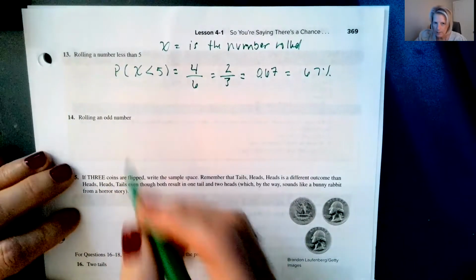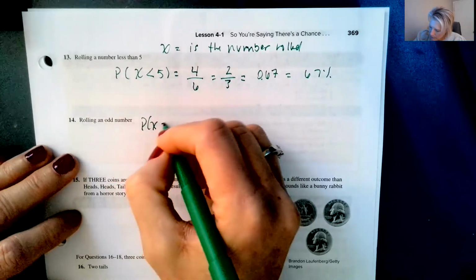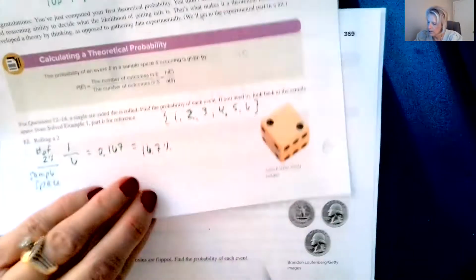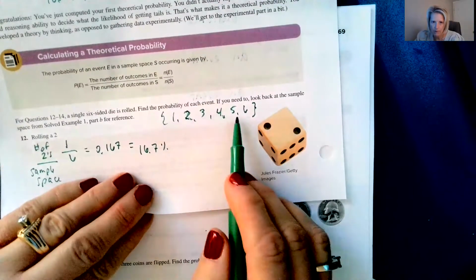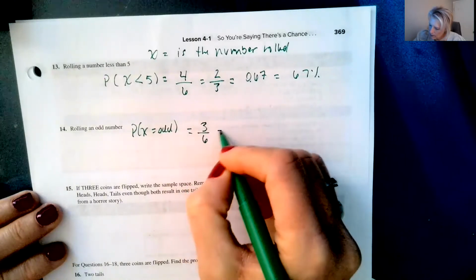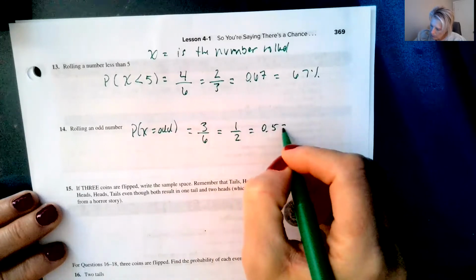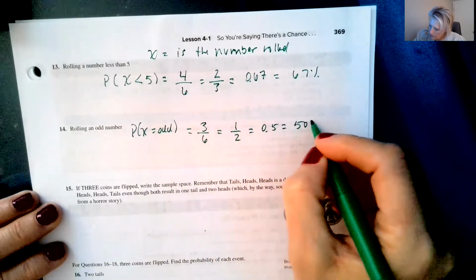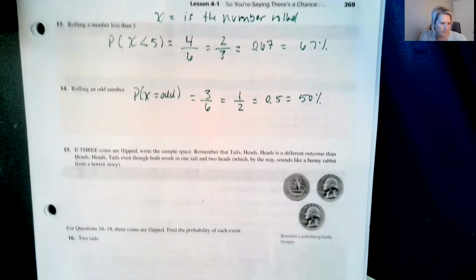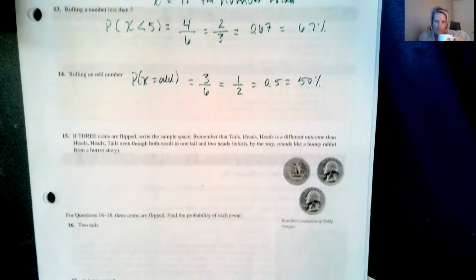Rolling an odd number. So the probability of X being odd. And so X being odd, we said there's 1, 3, and 5. So 3 out of the 6 times would be 1/2, which is 0.5, which is 50%.